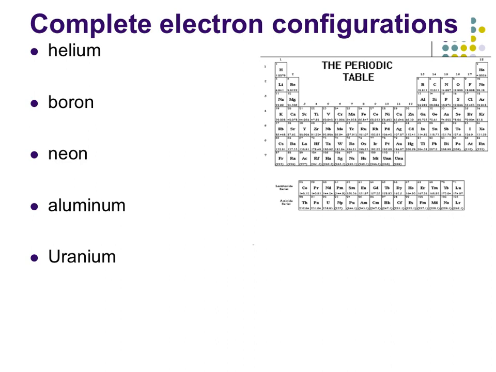The first configuration we're going to do is for helium. So the first thing that you want to do is find helium on your periodic table. My periodic table is super small, so I would recommend following along on your own periodic table. It might even be a good idea to put your periodic table inside of a sheet protector and then get a dry erase marker so that you can draw over it and then erase it and keep using that over and over again. So we found helium on the periodic table.